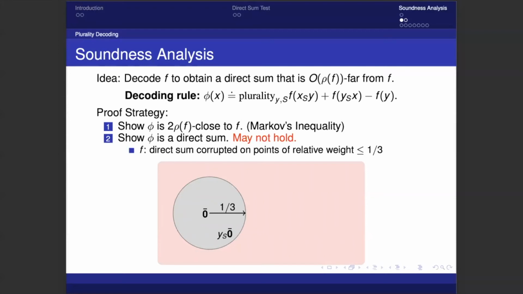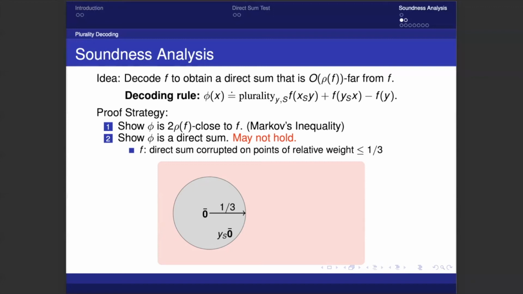So phi of 0 is going to be the plurality of f of 0s y plus f of y as 0 minus f of y, over all choices of y and s. But x 0s y and y as 0 are typically going to have relative Hamming weight around 1/4. And so the function value f is going to be corrupted on these 2 points, which means it's unlikely that phi of 0 is going to match a direct sum.